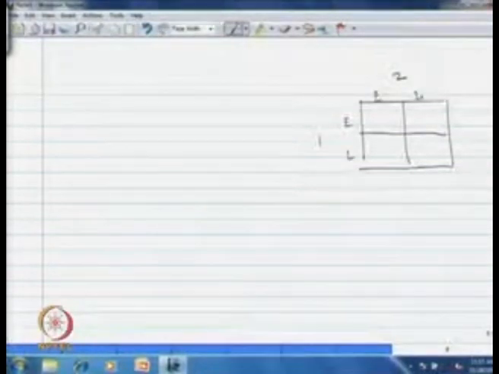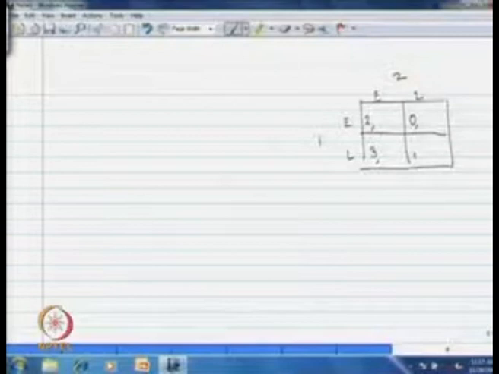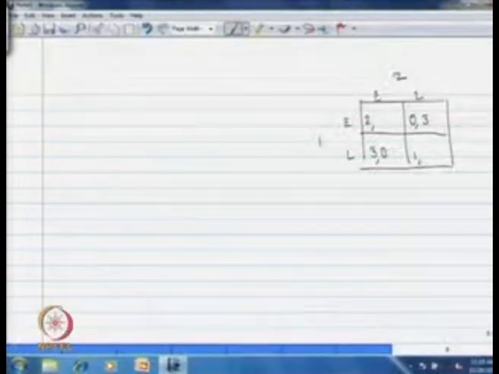So, this is the payoff matrix. For player 1, the best is I am late and the other player is early, and the worst is I am early and the other player is late. Second best is both of us are early, and the third best is both of us are late. And the opposite for the other Nawab. So, this is the payoff matrix in this game.